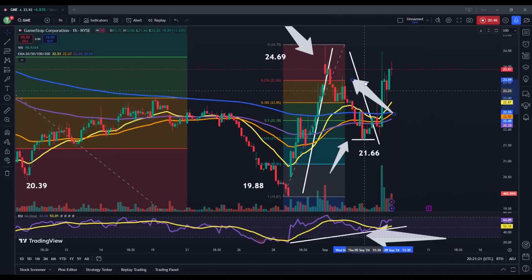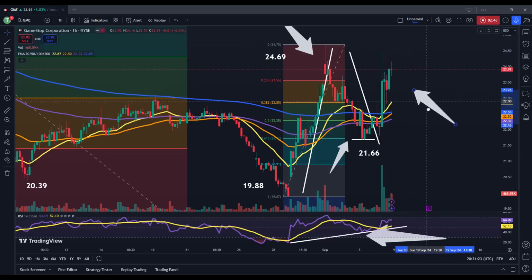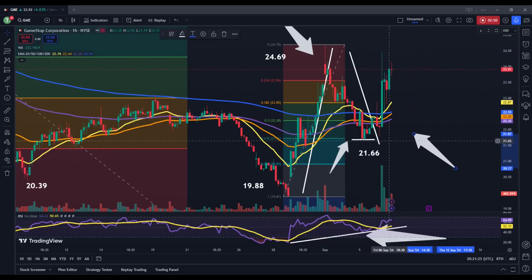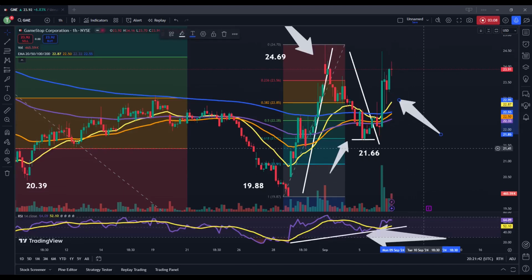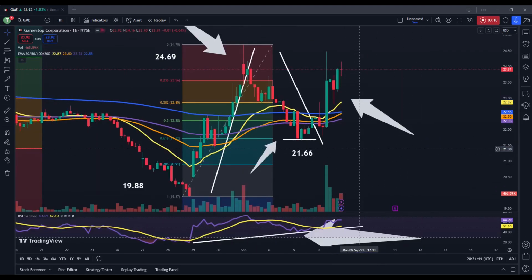So this will be a critically important zone going forward. If we fail to break above 24.69, any retest of this 21.66 level will be critically important in allowing this bullish price structure to remain intact. Where things currently stand, we have broken back above the entire exponential moving average cluster, so this is all four exponential moving averages.